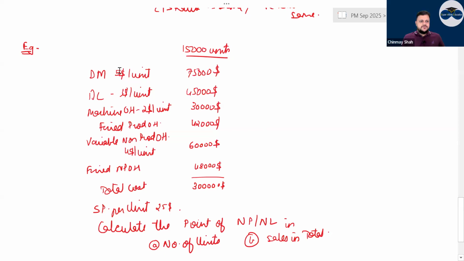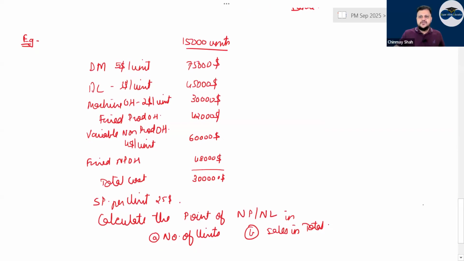चलो, quickly let's move. First, what we will have to do? Whenever a question comes up and you find BP, no profit no loss point, units कितना, sale कितना. The first thing that you have to do is divide the cost in variable, fixed, get the contribution, get the profit. ठीक है क्या? पहले let's make a cost sheet.